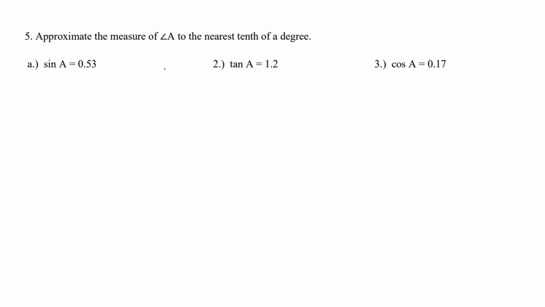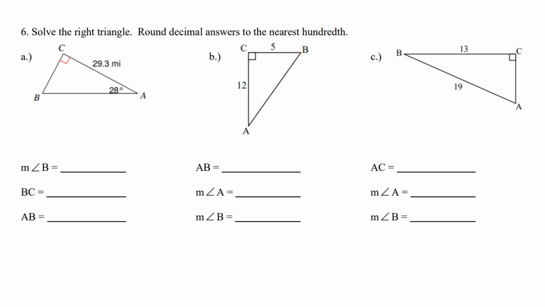This we can find by using a calculator. Sin A is equal to 0.53. So A will be sine inverse of 0.53. Directly you can use a calculator for all these three problems. Yeah, this is somewhat interesting.